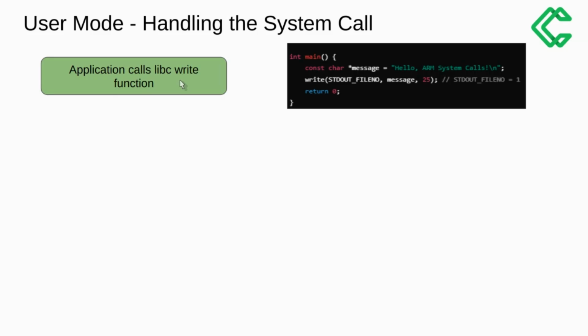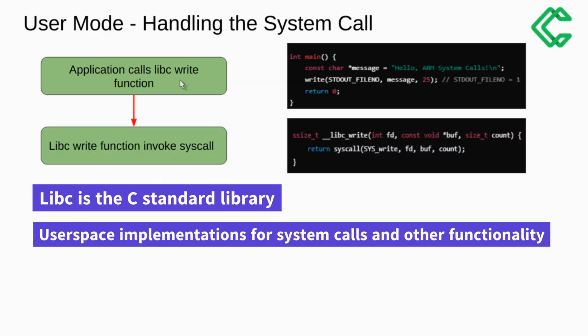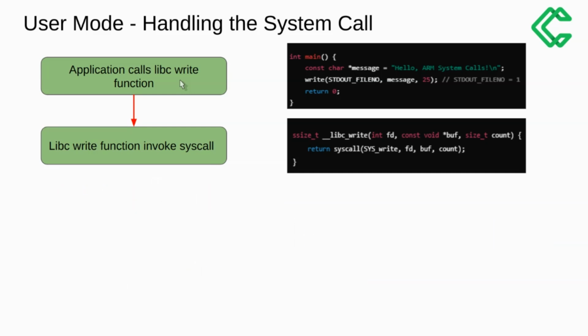Now let's understand how system calls are handled in user mode. Let's take the write system call as an example. The application calls the libc write function. Libc is the standard C library. It provides a user space implementation for system calls and other essential functionality. Libc acts as a bridge between applications and the kernel, offering convenient wrappers for system calls like write, read, and other system calls. So the libc write function invokes a syscall function.